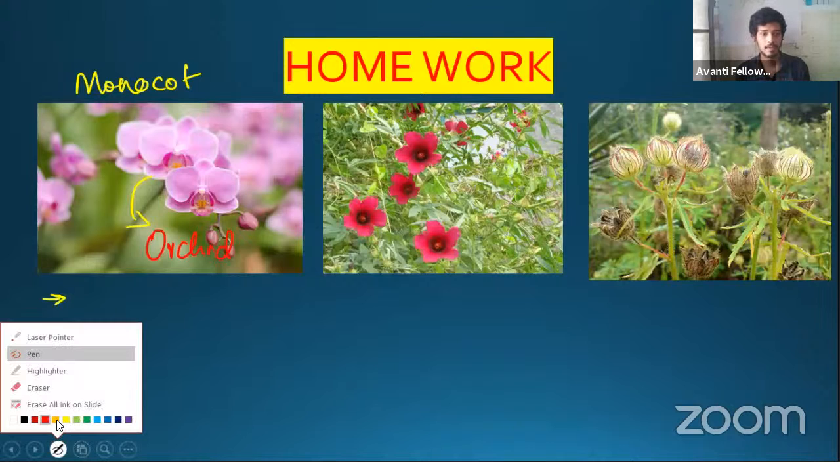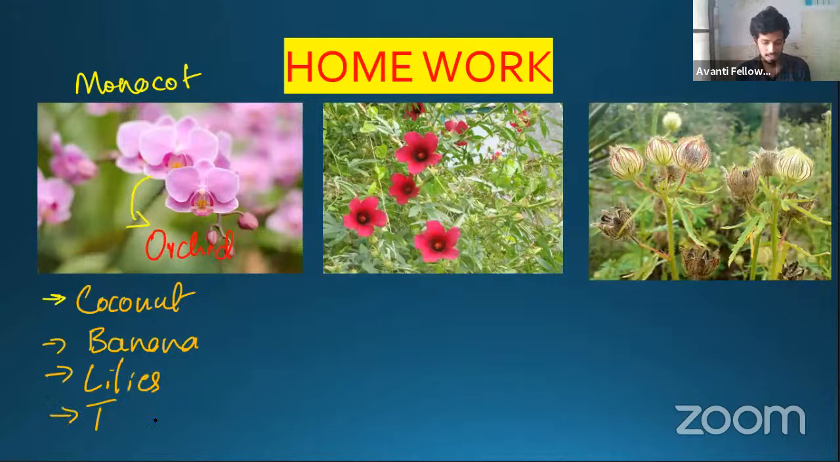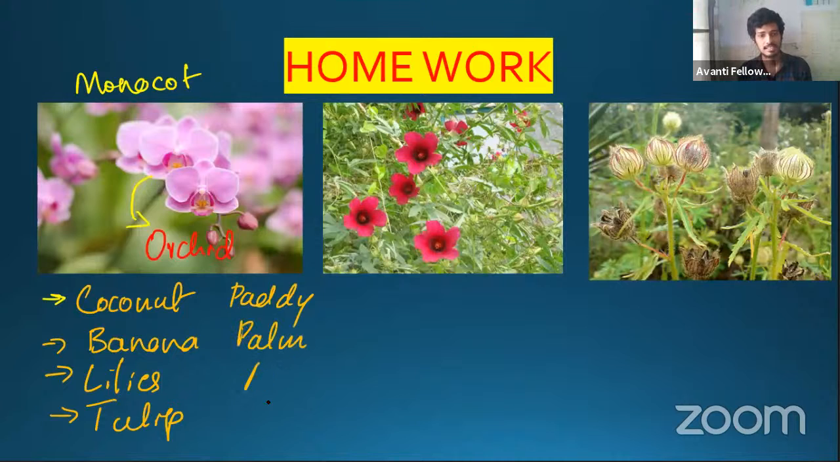Coconut, yes. Banana. Accepted, except the examples I told. Tell me other examples. Lilies, yes. Tulip. Paddy, palm, maize, asparagus, ginger, onion. You can name hundreds of those. Okay, that's enough. So we can go to the second one, that is the dicot.